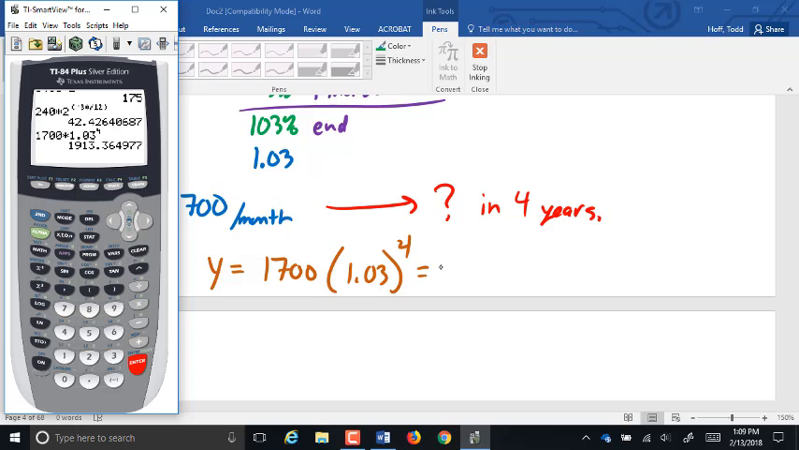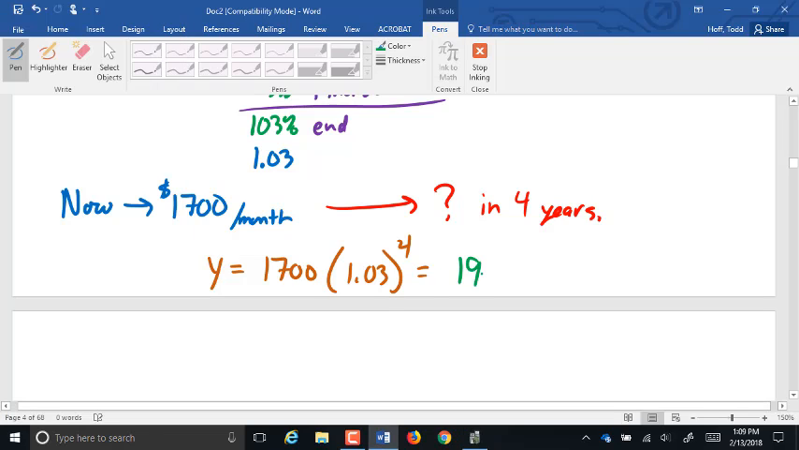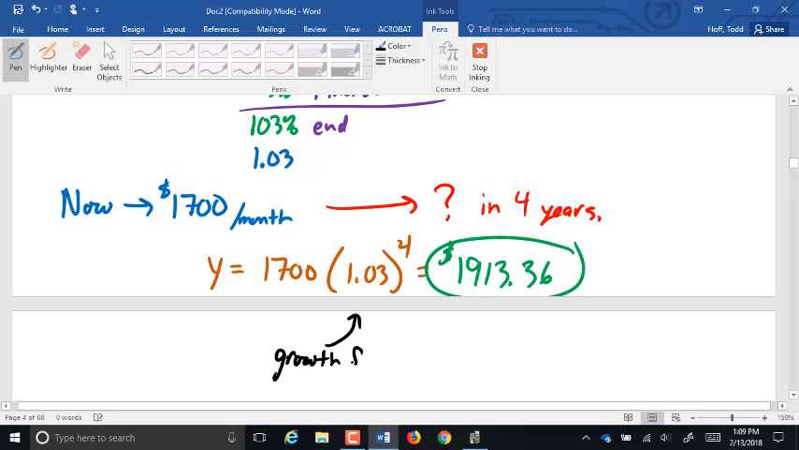giving us $1,913.36. So $1,913.36. Now, the key to adapting this to more general problems is this piece right here. That is your growth factor. And more specifically, it's your growth factor per period.